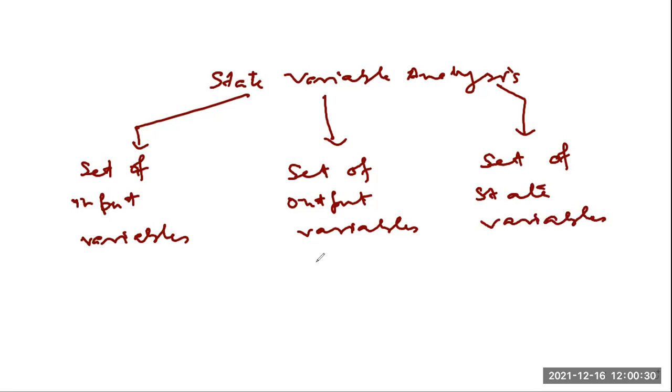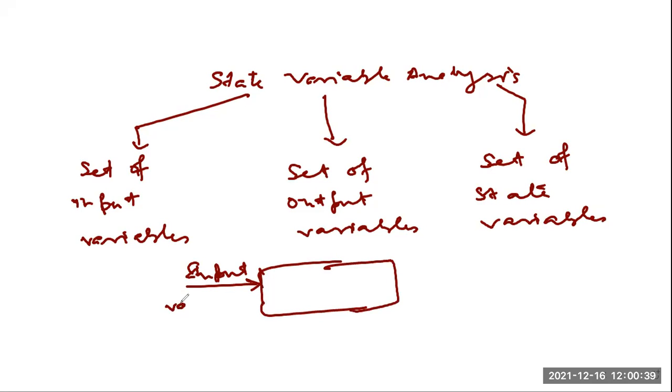So between input and output, you need to understand this is your input. These are the input variables. You have some state variables in between. And then you have some output variables.